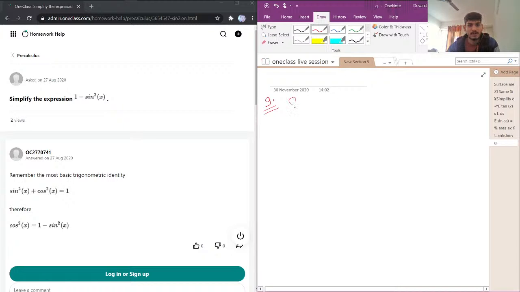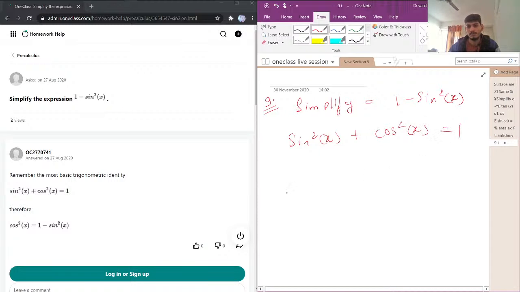So we need to simplify 1 minus sine square x. Now we'll just use the property sine square x plus cosine square x equals 1.